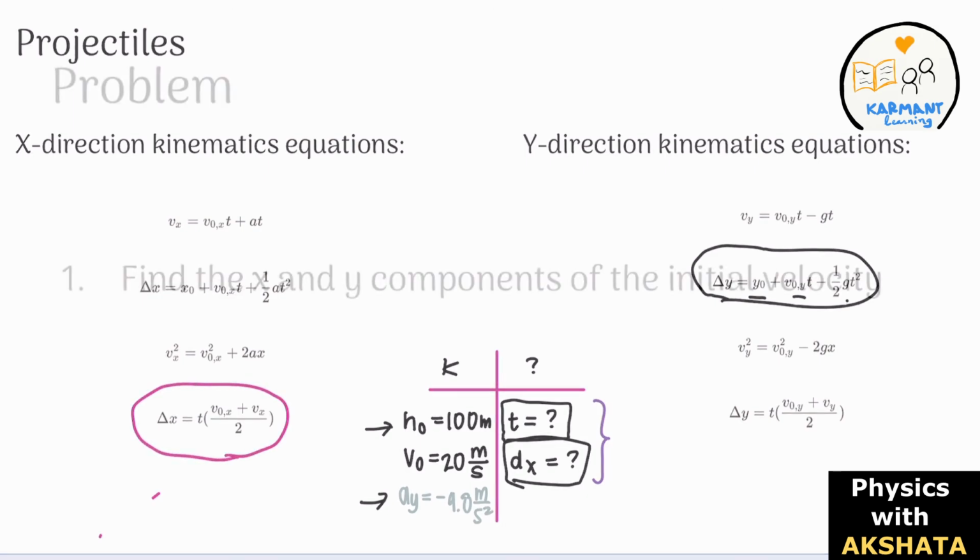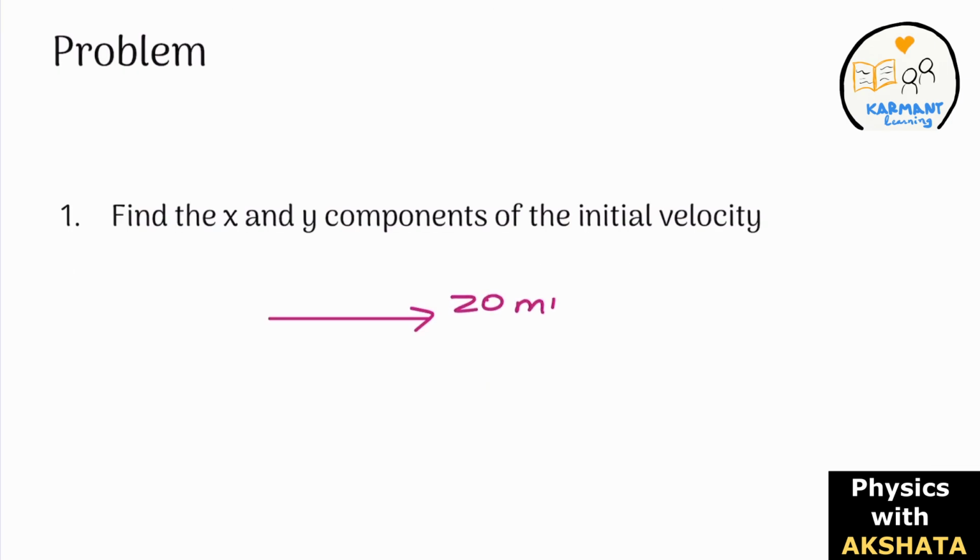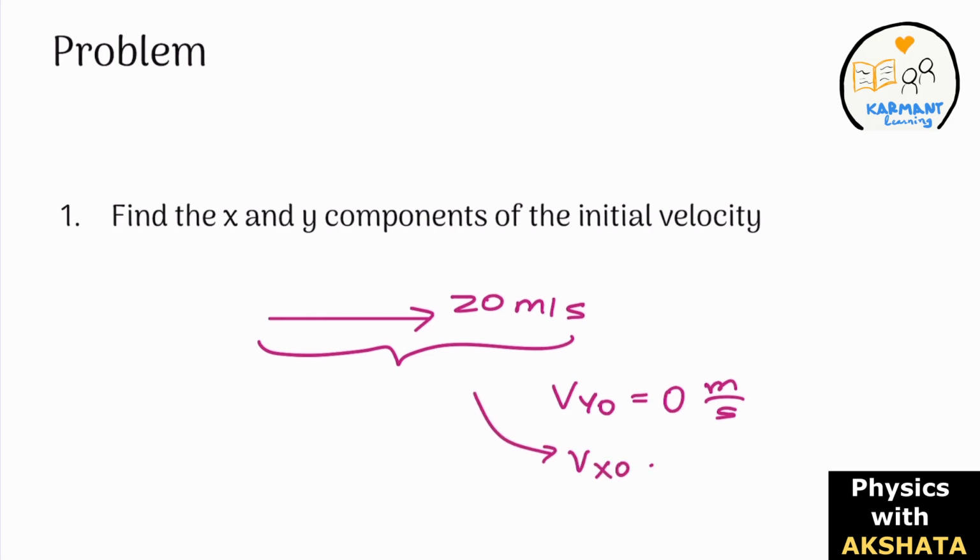Our first step to solve the problem would be to break out the x and y components of the initial velocity. Our initial velocity is like this, 20 meters per second. Here there is no y component in the velocity because it's all horizontal. So our Vy0 would be 0 meters per second. But there is an all horizontal velocity. So that makes our Vx0 20 meters per second.